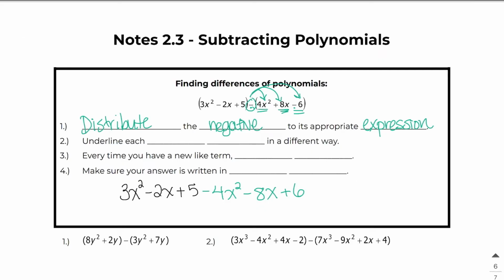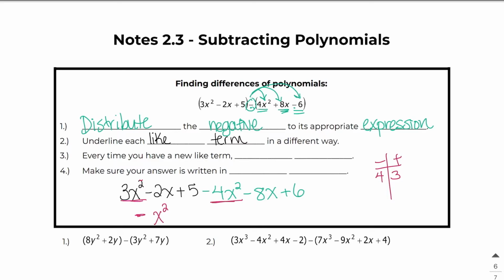Okay, so once we do that, everything else is exactly the same as when we are adding polynomials. So we're going to underline each like term in a different way. So here we've got 3x squared and we have negative 4x squared. Those are like terms because they both have the same variable and the same exponent. So if team positive won 3 points here and team negative won 4 points here, then team negative won the game. So we can say negative, and they won by 1 point. So this is negative 1x squared. We can put the 1 here, but we don't have to. We can just say negative x squared.